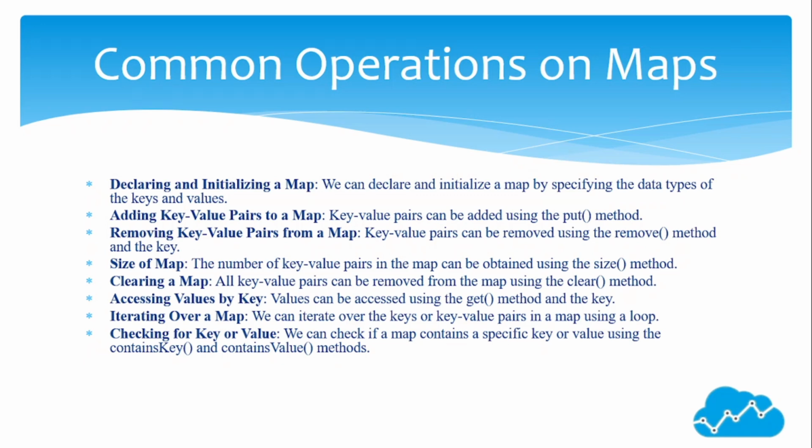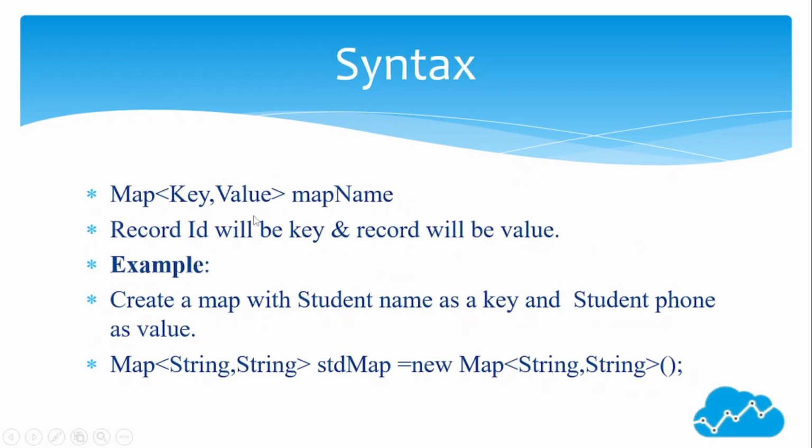Accessing values by key: values can be accessed using the get method and the key. Iterating over a map: we can iterate over the keys or key-value pairs in a map using a loop. Checking for a key or value: we can check if a map contains a specific key or value using the containsKey and containsValue methods. Syntax: Map, key, value, and here we are taking the name.